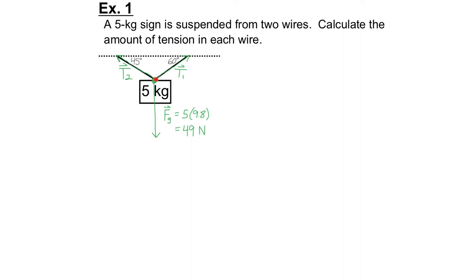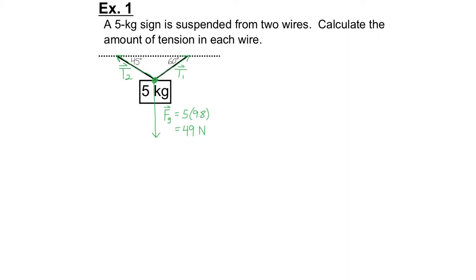So I'm going to label the tension in this wire as T1, the tension in this wire as T2, and the force of gravity I'm going to calculate as 49 newtons. So this is just doing what I did in the warm-up. 5 times 9.8 gets me the number of newtons of force. Just so you are aware, newtons is the unit for forces.